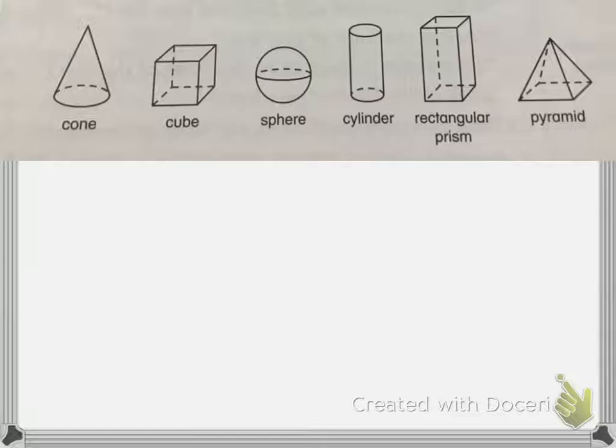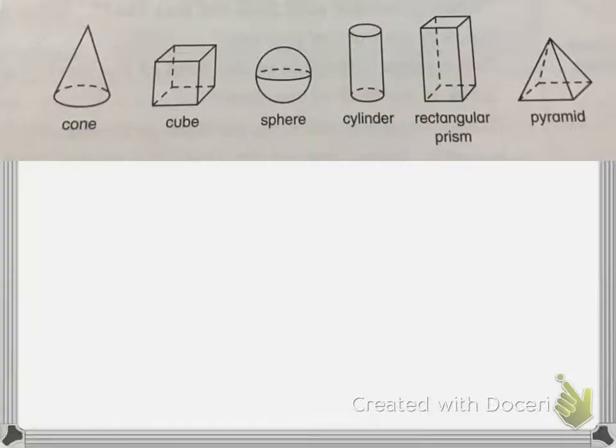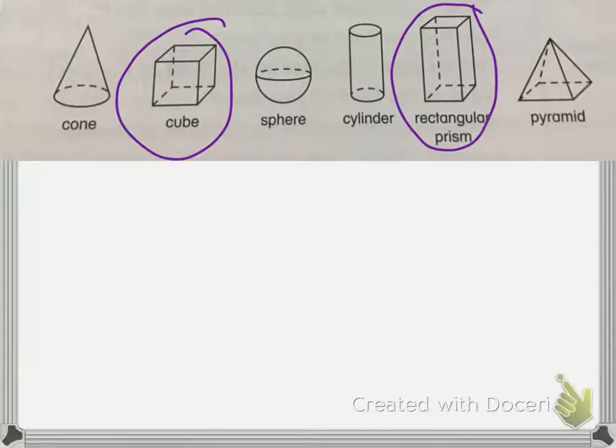You can all see they look very different from each other. But can you find two shapes that are the same in some way? If you look, both the cone and the cylinder have a bottom that looks like a circle. So those two are similar. And if you look, the cube and the rectangular prism both have a bottom that looks like a square.